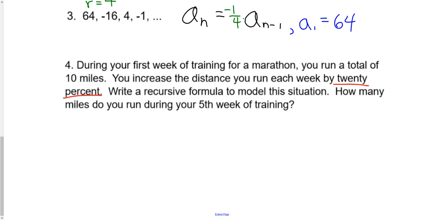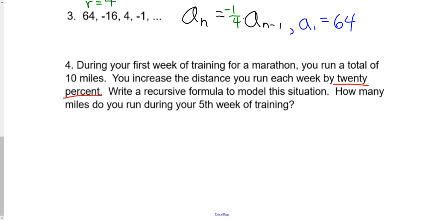When I write this recursive formula, I need to be very careful how I write my 20%. So you guys told me that 20% of 10 is 2, right? I don't want the answer to be 2 though. I want the answer to be the 10 and the additional 2. So the R on this one is a little bit tricky.